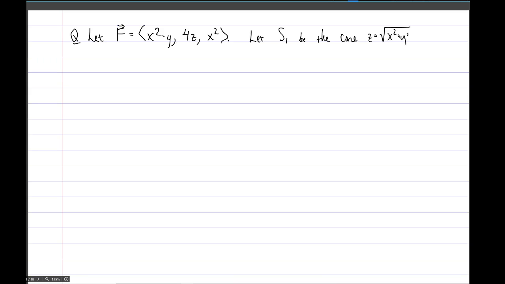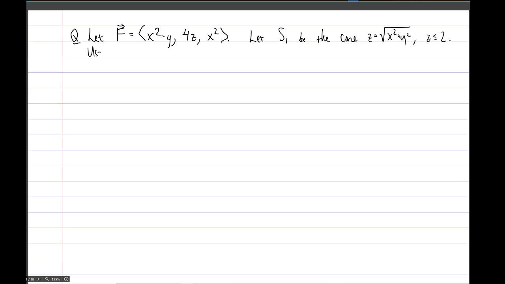So we just saw something very profound, and let's try that same thing again, just in a different example. Let's get used to this. So we have a vector field f. It is x squared minus y for the first component, 4z for the second component, x squared for the third component. Let S1 be the cone z equals root x squared plus y squared, with z less than or equal to 2.